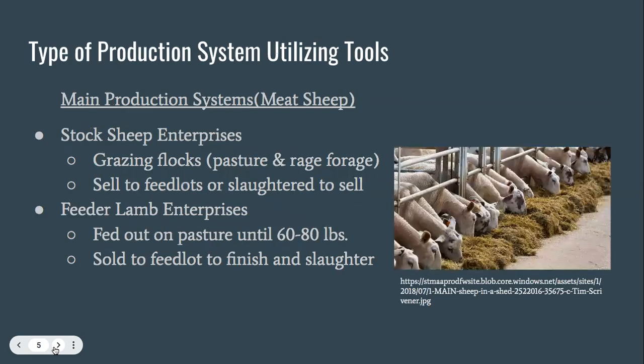The type of production system utilizing these tools, mainly in meat sheep, are stock sheep enterprises, which consist of grazing flocks, which are on pasture or range forage. And they sell to feedlots or are slaughtered to sell. And then feeder lamb enterprises are fed out on pasture until about 60 to 80 pounds, and then they are sold to a feedlot to finish and slaughter.